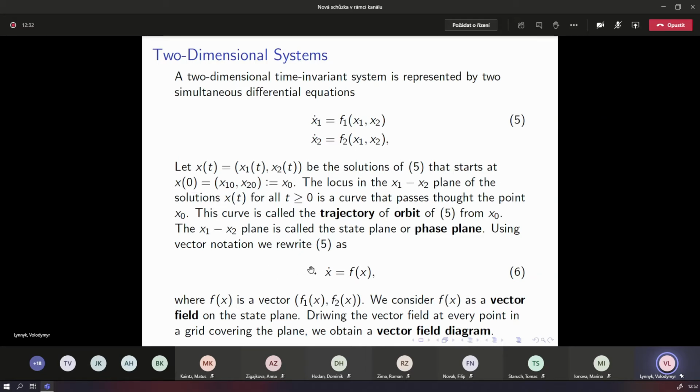Using vector notation, we rewrite equation 5 as x dot equal to f of x, where f of x is a vector, and we consider this vector as a vector field on the state plane. By drawing the vector field at every point in a grid covering the plane, we obtain a vector field diagram.